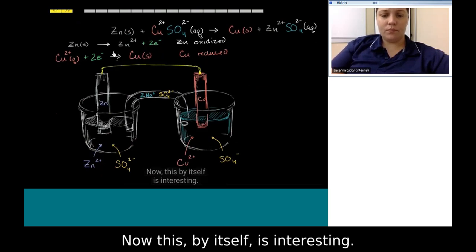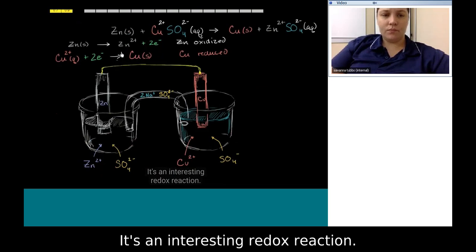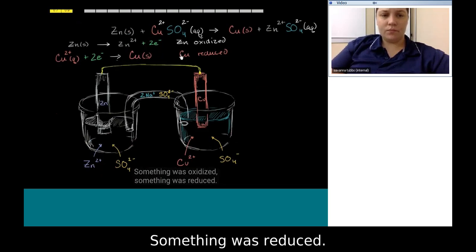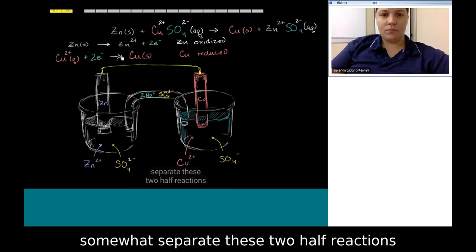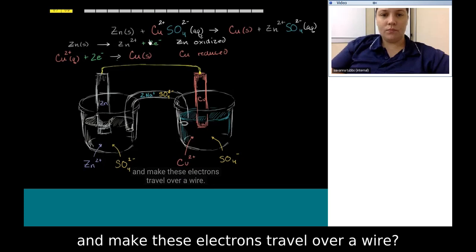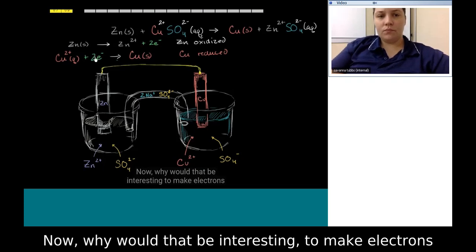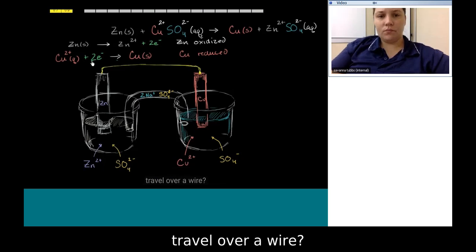Now this by itself is interesting. It's an interesting redox reaction. Something was oxidized, something was reduced. But wouldn't it be interesting if we could somehow separate these two half reactions and make these electrons travel over a wire? Now, why would that be interesting, to make electrons travel over a wire?